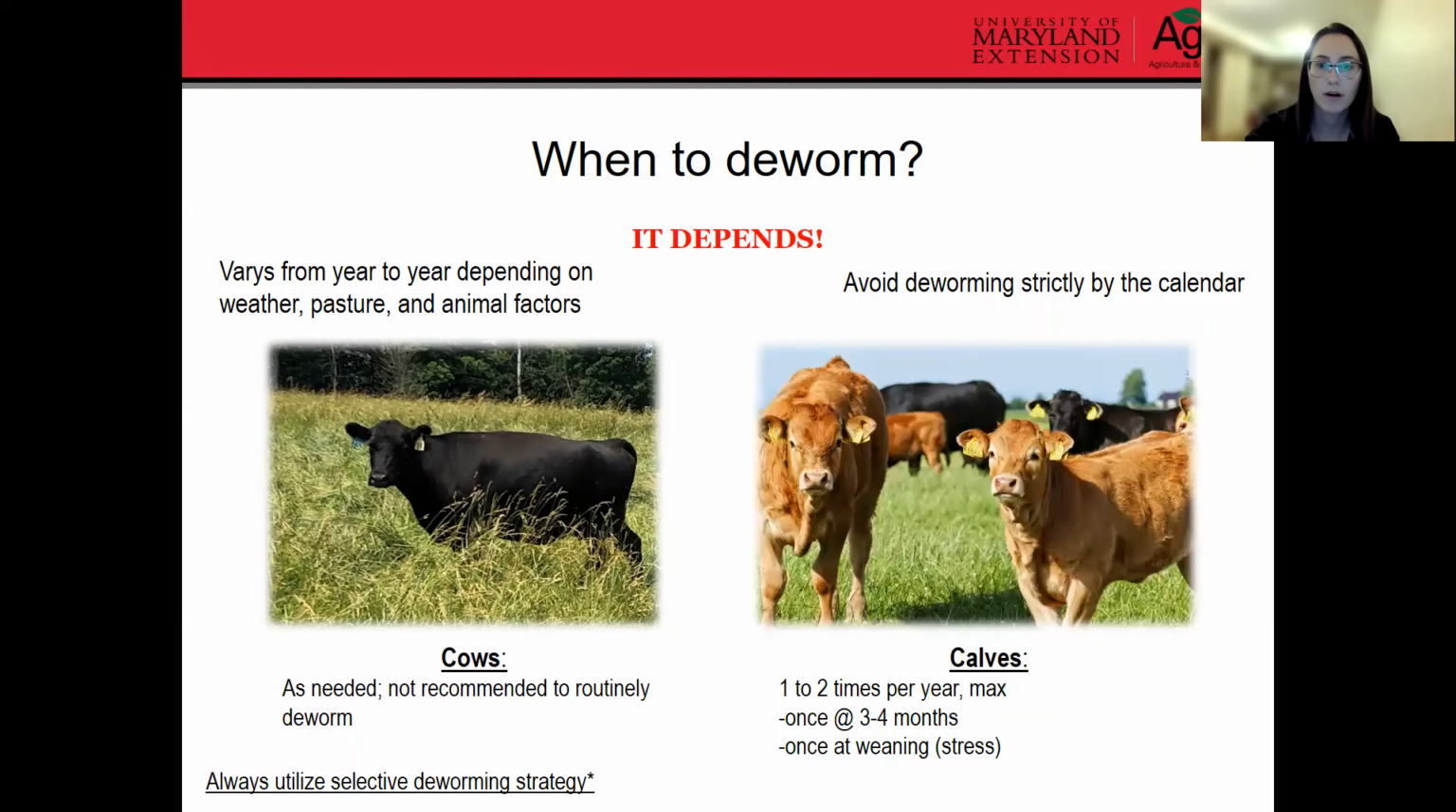Calves, on the other hand, are some of our high-risk animals on the farm. Generally, we can get away with deworming them 1 to 2 times a year. So maybe once, at 3 to 4 months of age, and then once at weaning. I say weaning because that's a stressful time for the calf, and when their immune system would be suppressed because of the stress associated with weaning, they might be more susceptible to a parasite overload at that time. So deworming at weaning is not a bad idea. But when you do deworm, it's good to still use those selective deworming treatment options that we mentioned earlier.